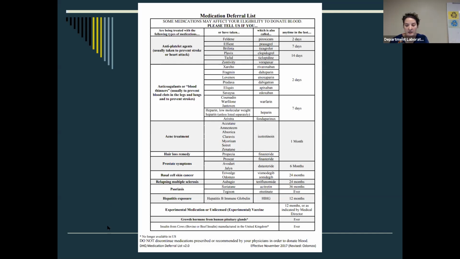And notice this disclaimer down here: do not discontinue medications prescribed or recommended by your physician just so you can donate, all right? It's better to not donate, stay on your medication for your overall health, all right?